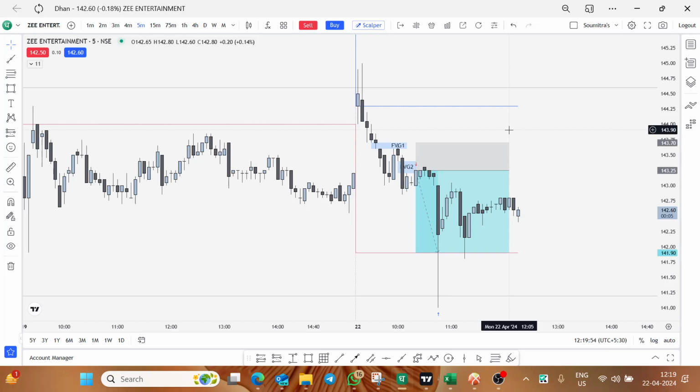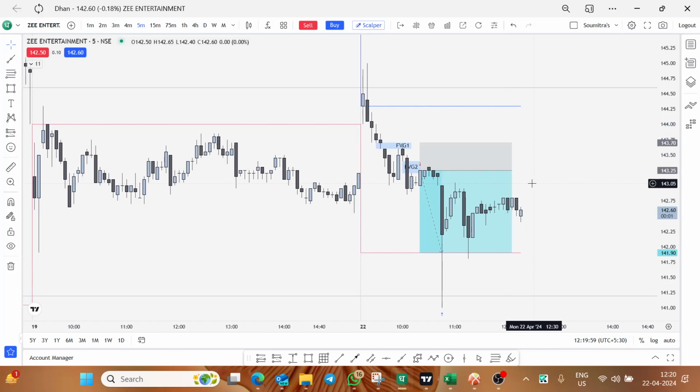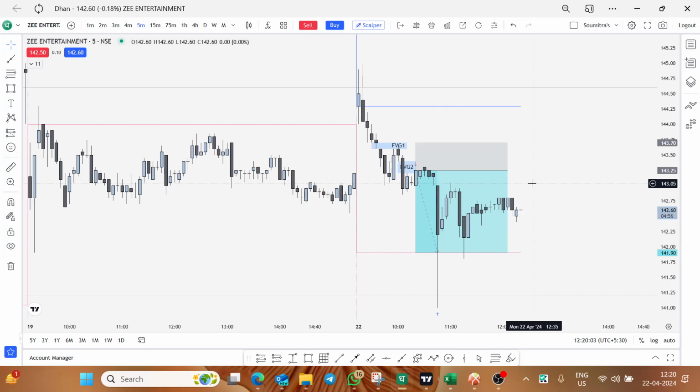We have already achieved our target, and we will wait for the next move, the next intention of price that is evident from this chart. It is not evident now because price is moving sideways as it is seen here. So that was a trade of Monday.